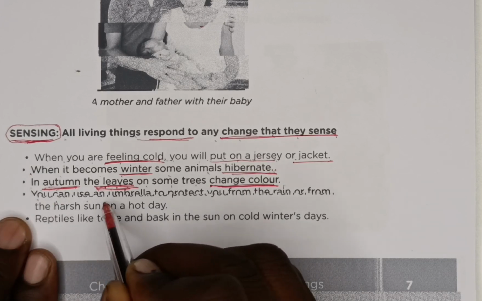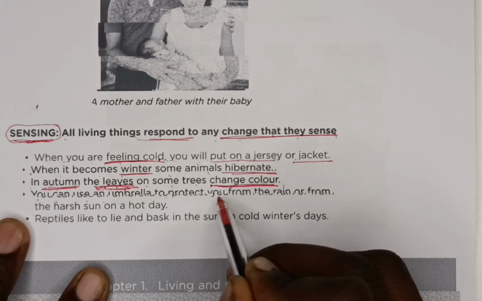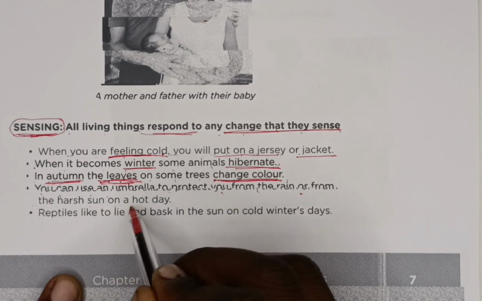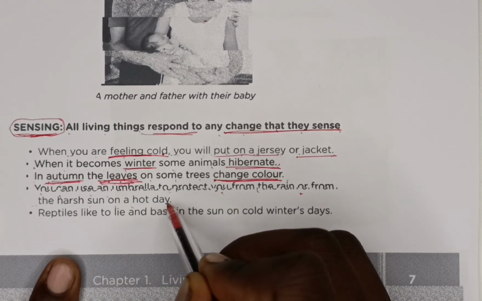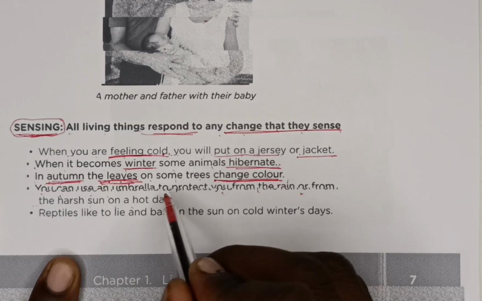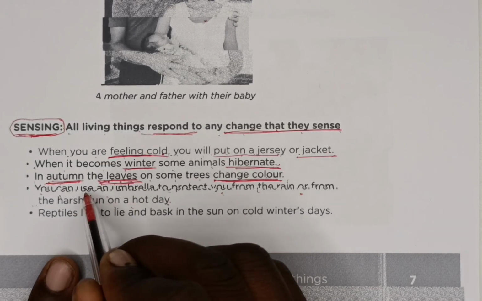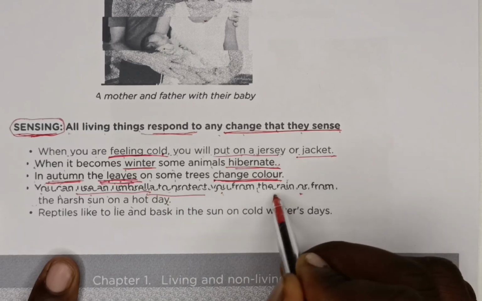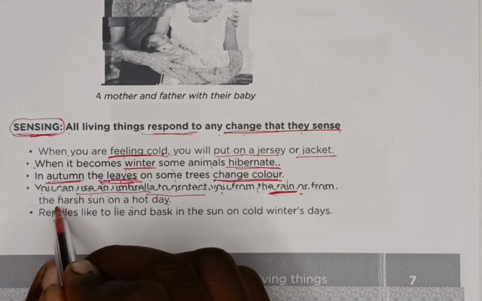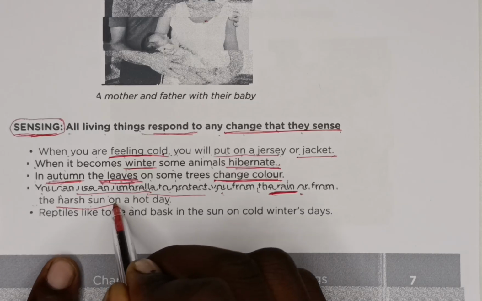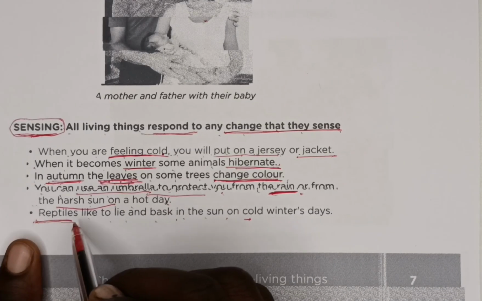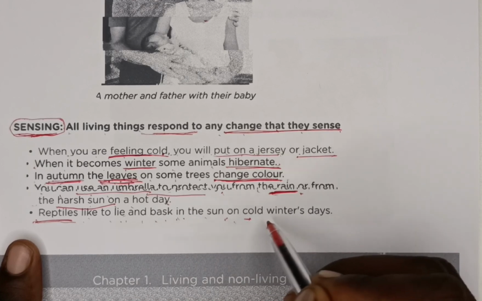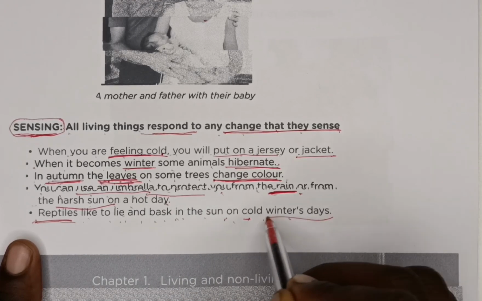You can use an umbrella to protect yourself from rain or from the harsh sun on a hot day. So here you can sense the heat, and as a result you use an umbrella to protect yourself either from rain or from a harsh sun on a hot day. Reptiles like to lie and bask in the sun on a cold winter's day.